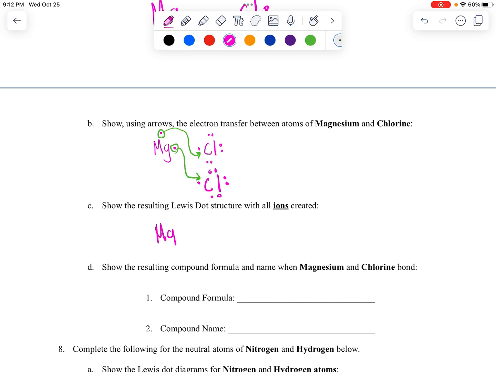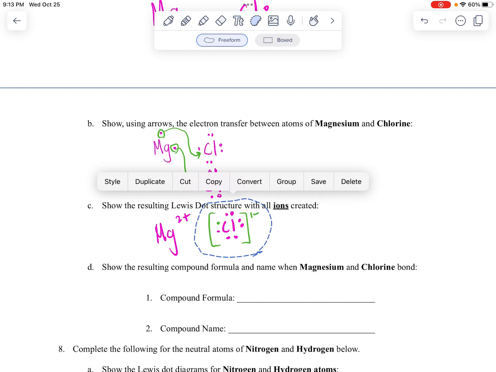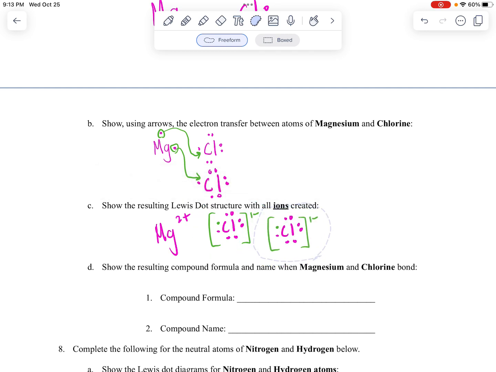Now, the resulting Lewis dot structure with all the ions created. Magnesium is now 2+ because it's lost 2 electrons. And each chlorine, 2, 3, 4, 5, 6, 7, I'm going to represent with a green dot just to show you that it's been gained from the magnesium to the left. Draw a bracket, right? How many electrons has this chlorine atom gained? Well, 1 minus. So it's no longer an atom. You have to call this an ion, a chloride ion, okay? That's not the only one. We had another one, so I'm going to copy and paste it. There you go. 2 of them, all right?